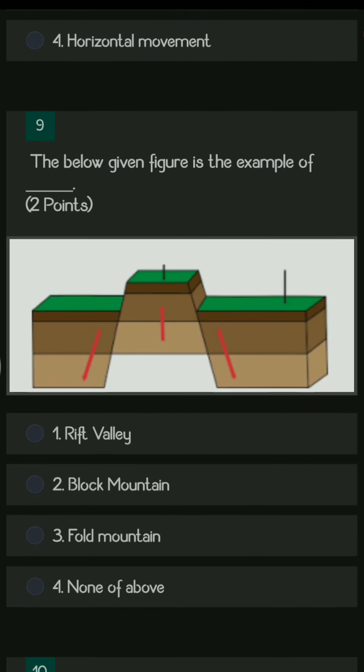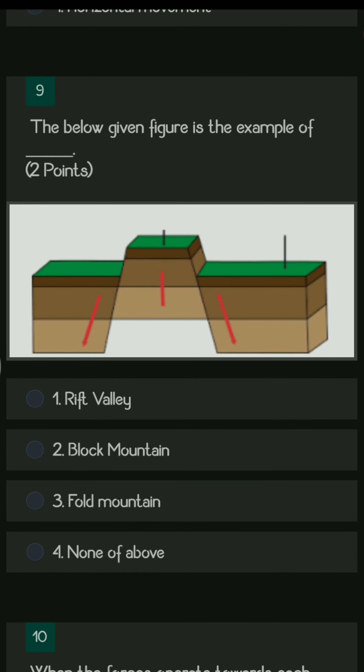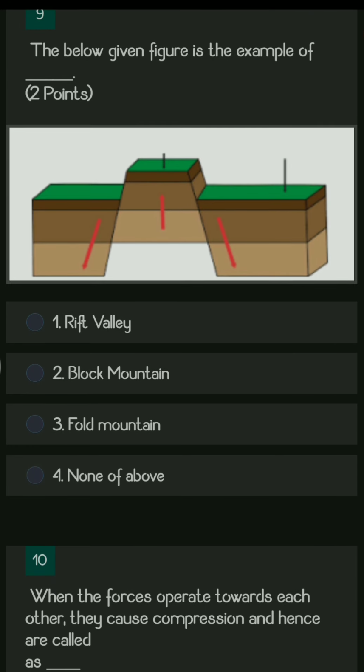Next question: the figure below is an example of dash. Here we have a figure, and the options are Rift Valley, Block Mountain, Fold Mountain and none of the above. The right answer here is Block Mountain. As you can see, the middle portion is elevated and totally flat. It looks like a block. It does not have a narrow apex or a hill-like structure. Such mountains are called block mountains.